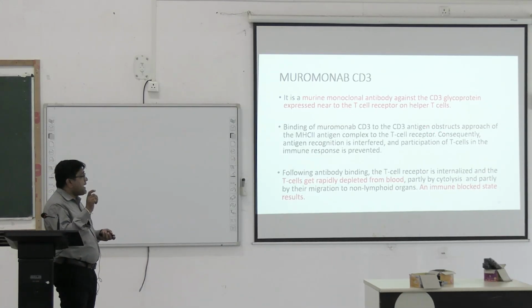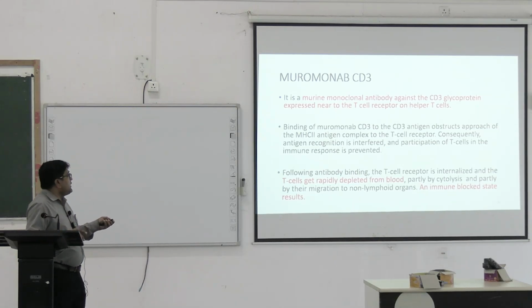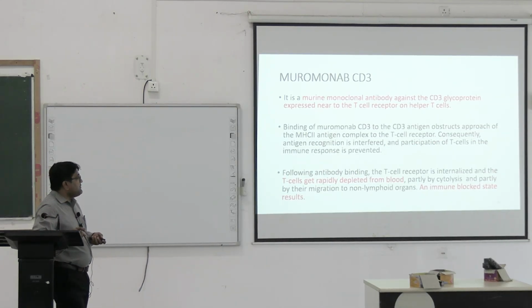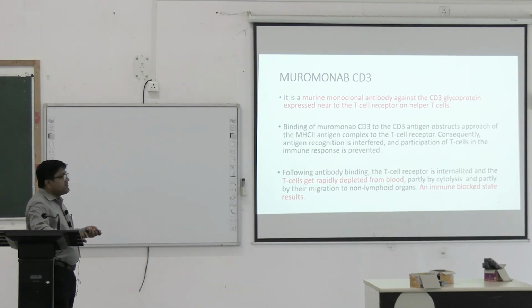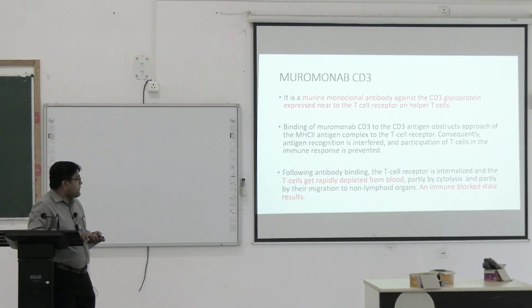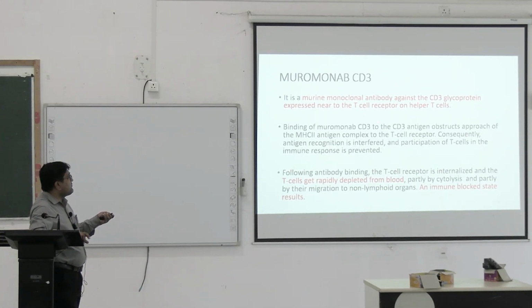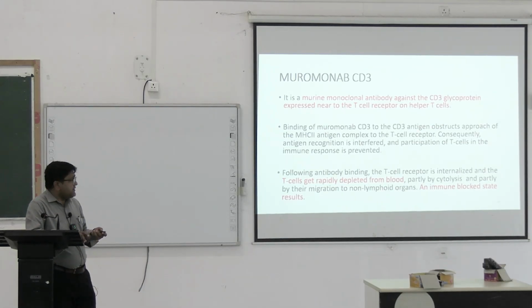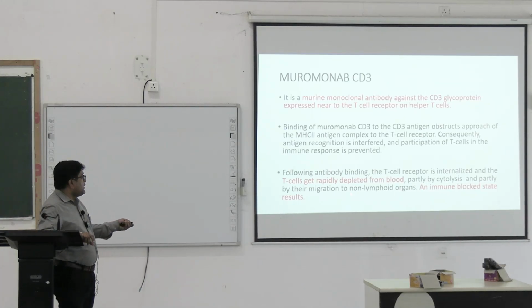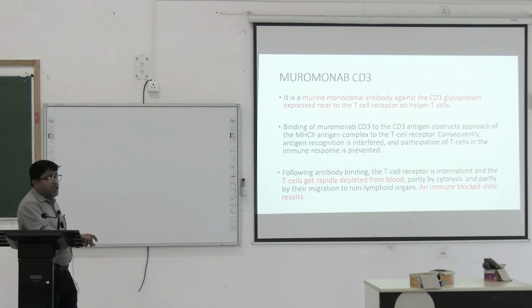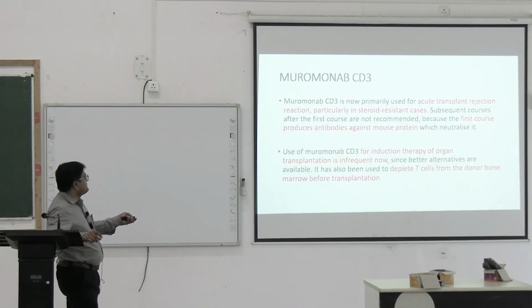They obstruct the approach of MHC2 to the T cell receptor. Antigen recognition is interfered with. As a result, T cell participation in the immune response is not there. Due to the binding of muromonab CD3 to the CD3 receptor, the T cell receptor is not able to function. T cells are rapidly depleted from the blood, and they either go to the non-lymphoid organs or are removed by cytolysis, and an immune blocked state results.